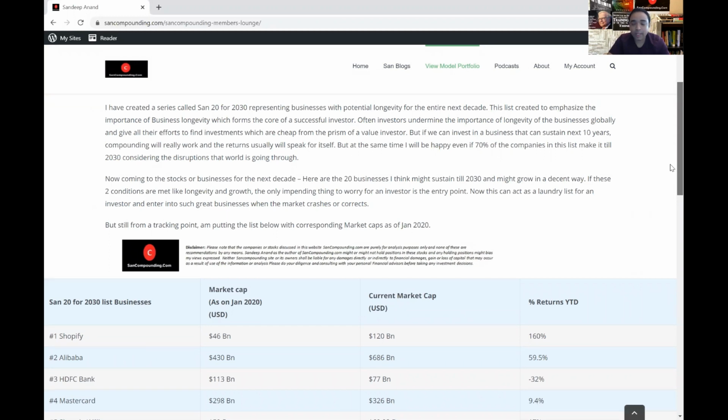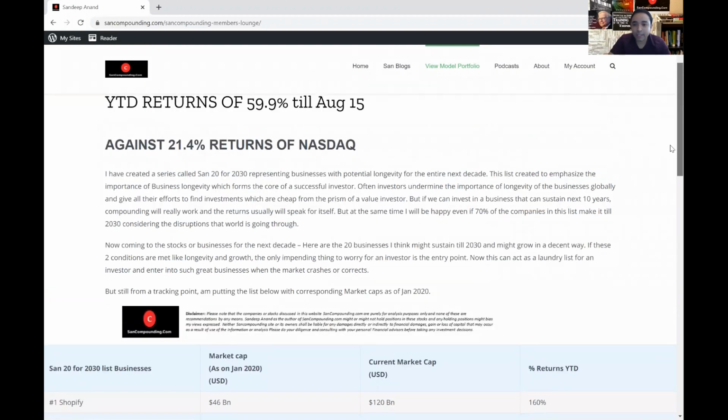So let me go there. When I say businesses for the next decade, you really need to think of creating a portfolio that has a concept of growth as well as some value. That's what I initially said in the video. It should be a balance of both, which can compound over long periods of time. So we really need to look at businesses for the future which can have longevity. I've written it here when I created this.